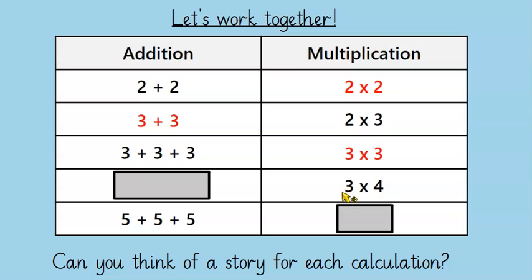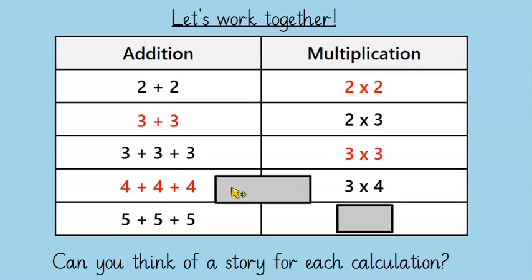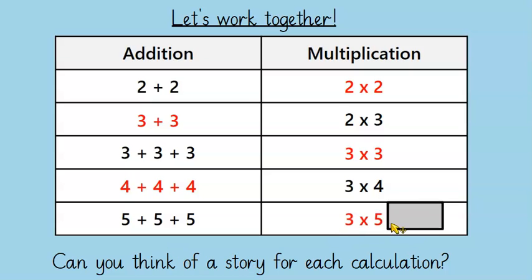This says 3 times 4. So what have I got 3 times? I've got 4 3 times. So what would my addition be? 4, add 4, add 4. 3 times. Well done. And this one's 5, add 5, add 5. How many times have I got 5? 3 times. That's right, 3 times 5.